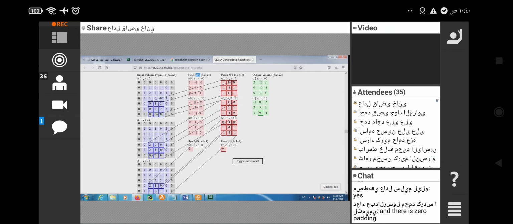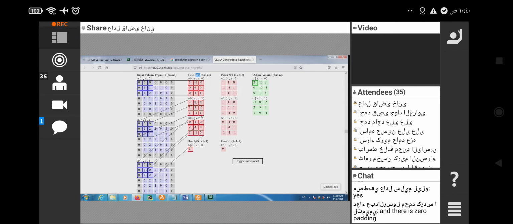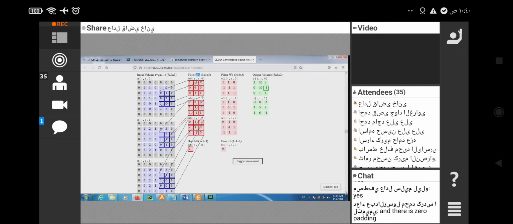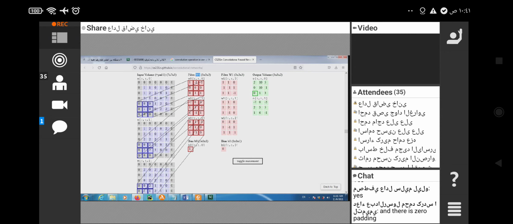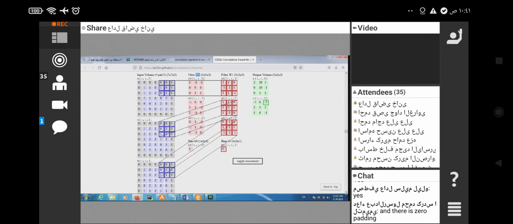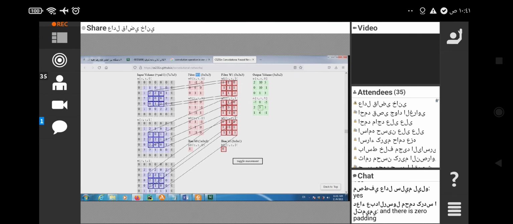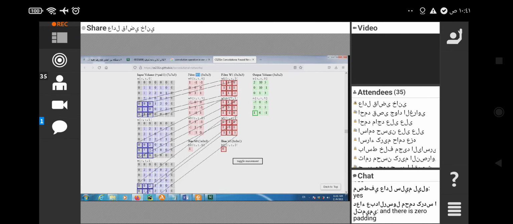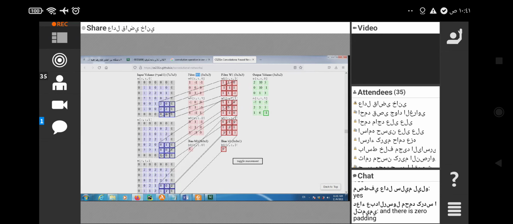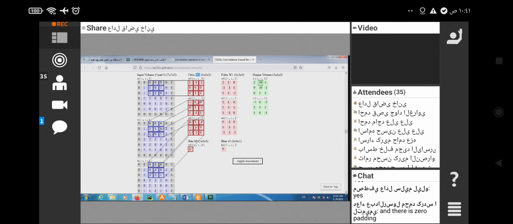Yes, we have zero padding too. Thank you. You see, around the input there is a zero. This is zero padding. The filter is moving on the input, and as you see, the number of inputs is 3 because it is a color image.